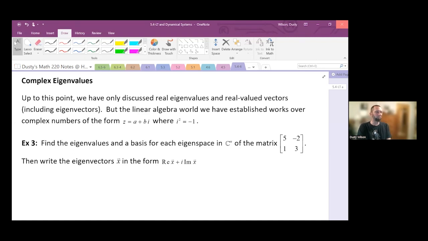Complex eigenvalues. Up to this point, we've only discussed real eigenvalues and real valued vectors, including eigenvectors. But the linear algebra world we've established works over complex numbers of the form z equals a plus bi, where i squared is equal to -1.